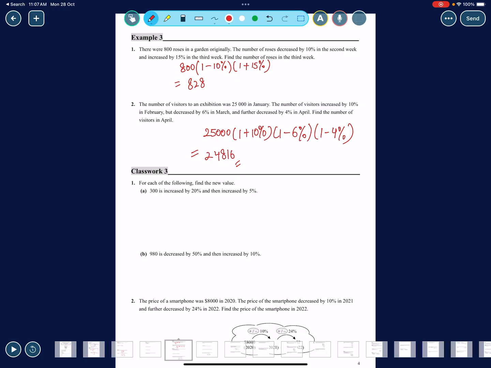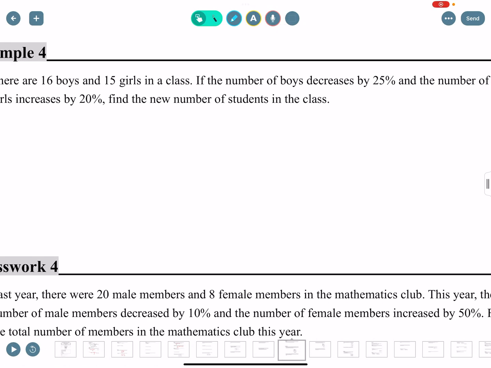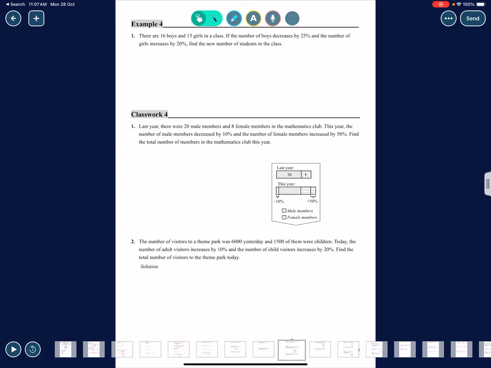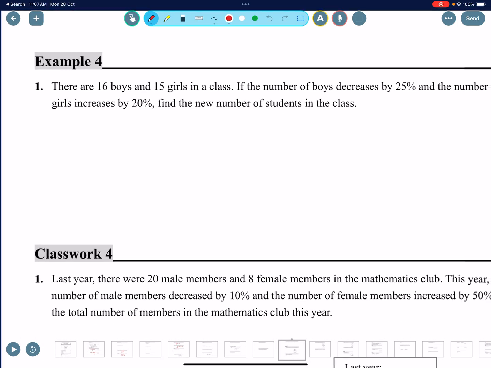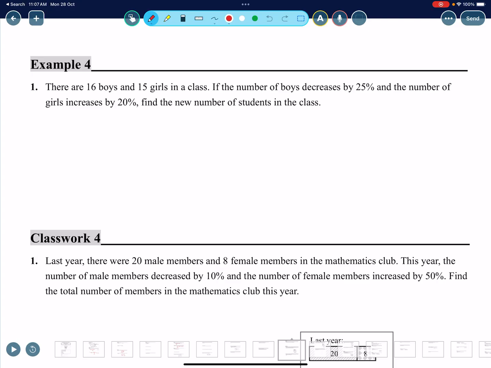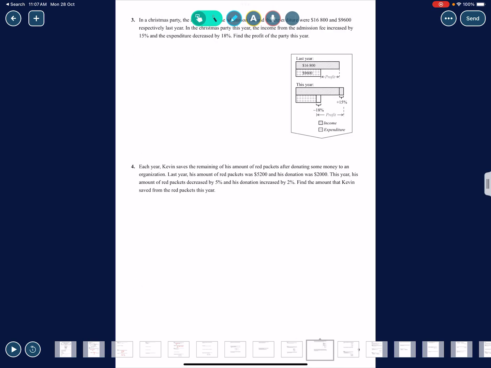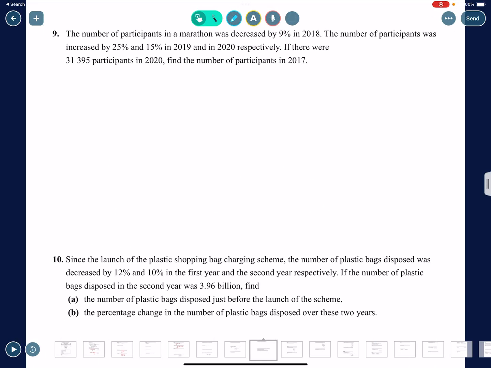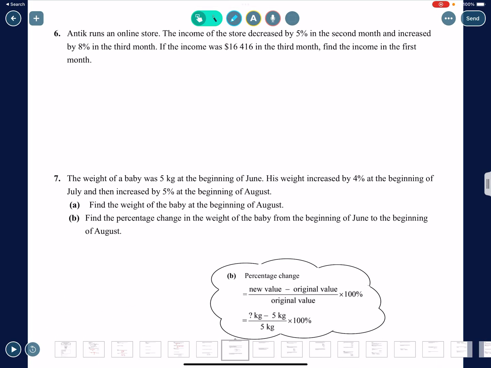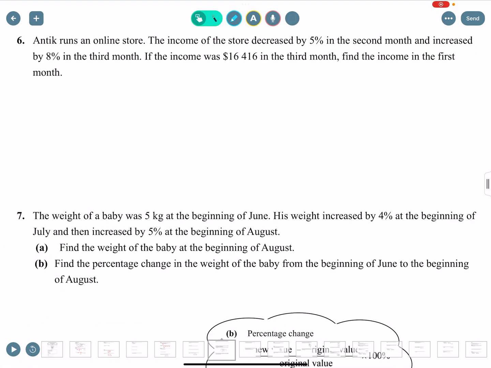Okay, so that is it for this video. I think that's everything I have to talk about. Wait, what's this? Okay, let me just talk about this as well. This one is asking to find the new number of students in the class. Oh, it's just separated. Okay, I'm not going to explain example 4. It's just separated boys and girls, and you combine them, you add them together.